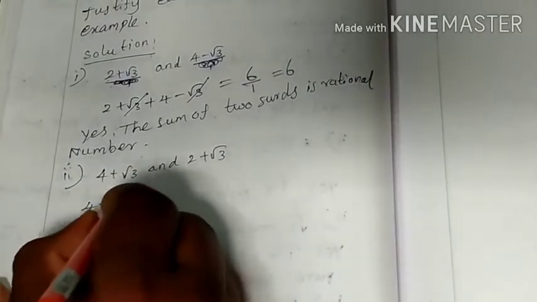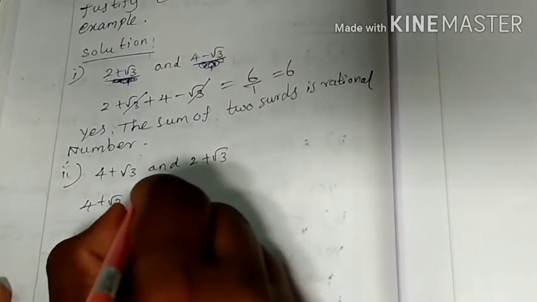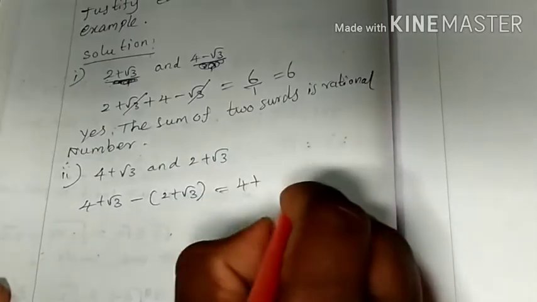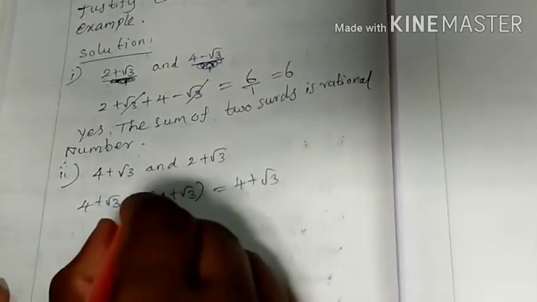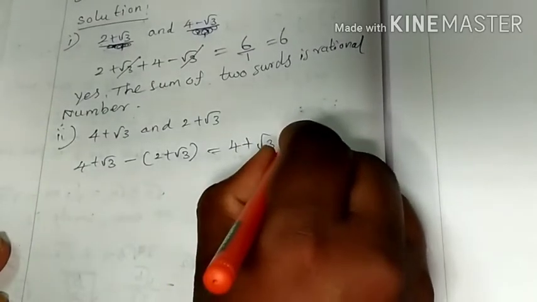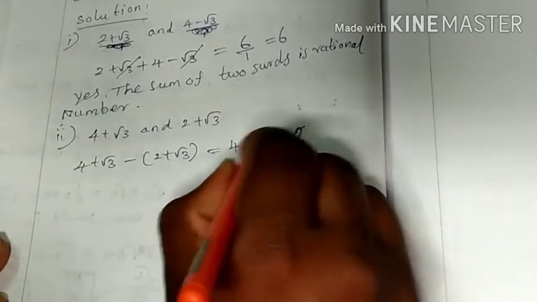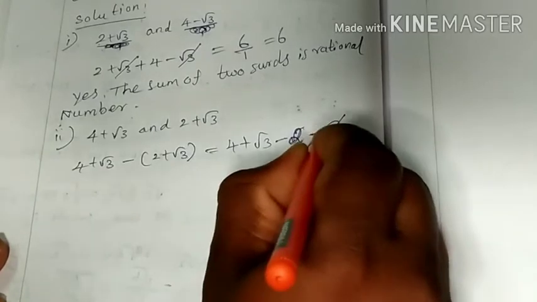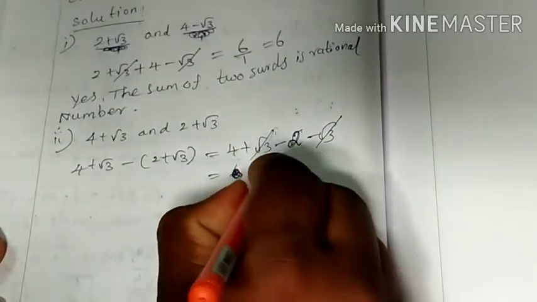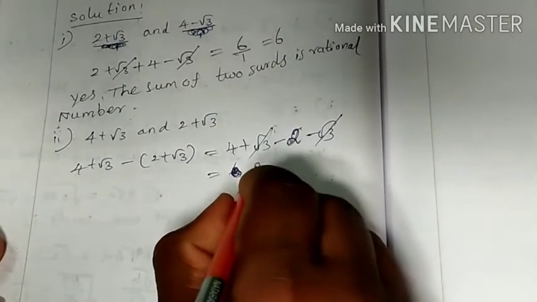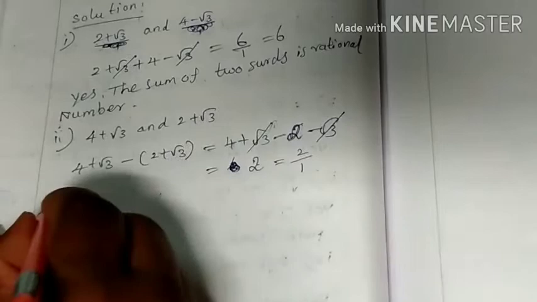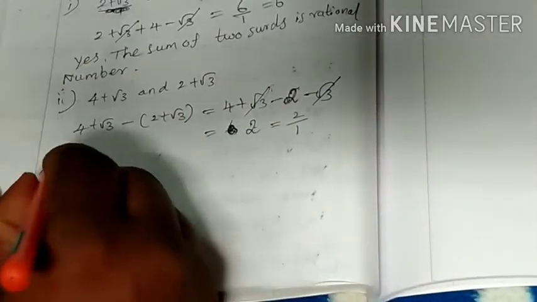4 plus root 3 minus, difference means the subtraction, 2 plus root 3, which is equal to 4 plus root 3. Multiplying the minus inside, we get minus 2 minus root 3. So minus root 3 plus root 3 are cancelled. Now 4 minus 2 is 2. 2 can be written in the form of 2 by 1. This is a rational number. So your answer is yes.